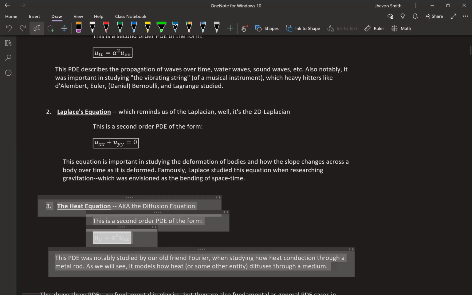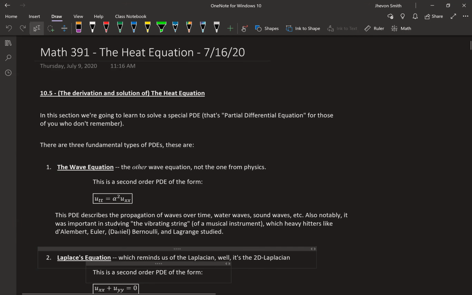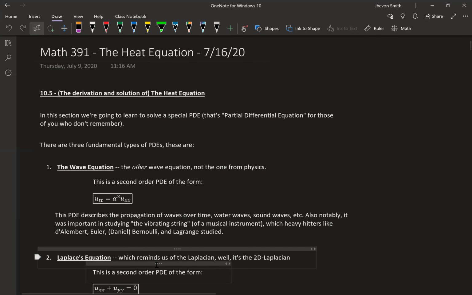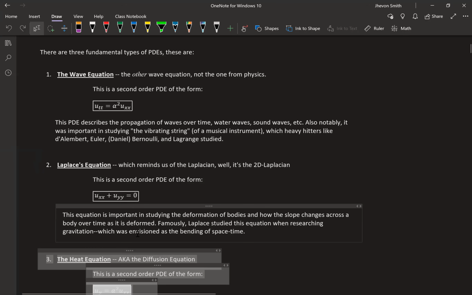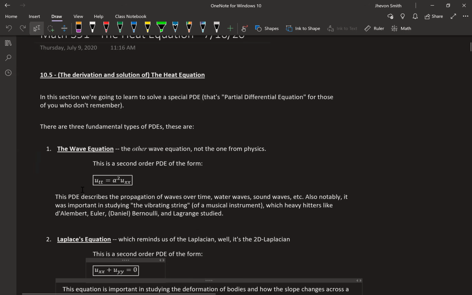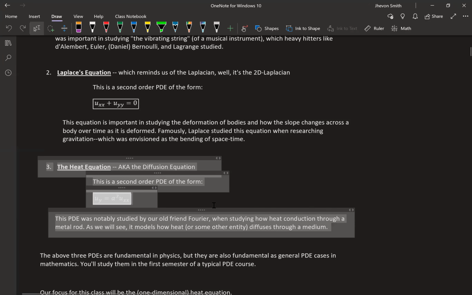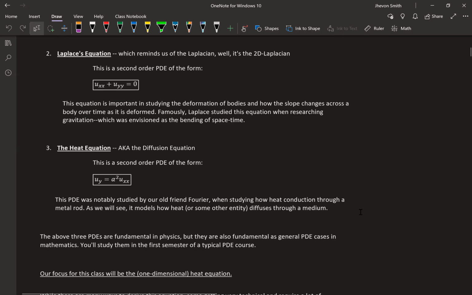These other two are very fundamental examples, very important. You would study them in a typical PDE course. Depending on what section of engineering you are in, you will see these in your engineering classes, and if you are a physicist, chances are you'll see these as well. You'll definitely see the wave equation in physics, and you'll see the Laplacian all over the place. But our focus will be on the heat equation.